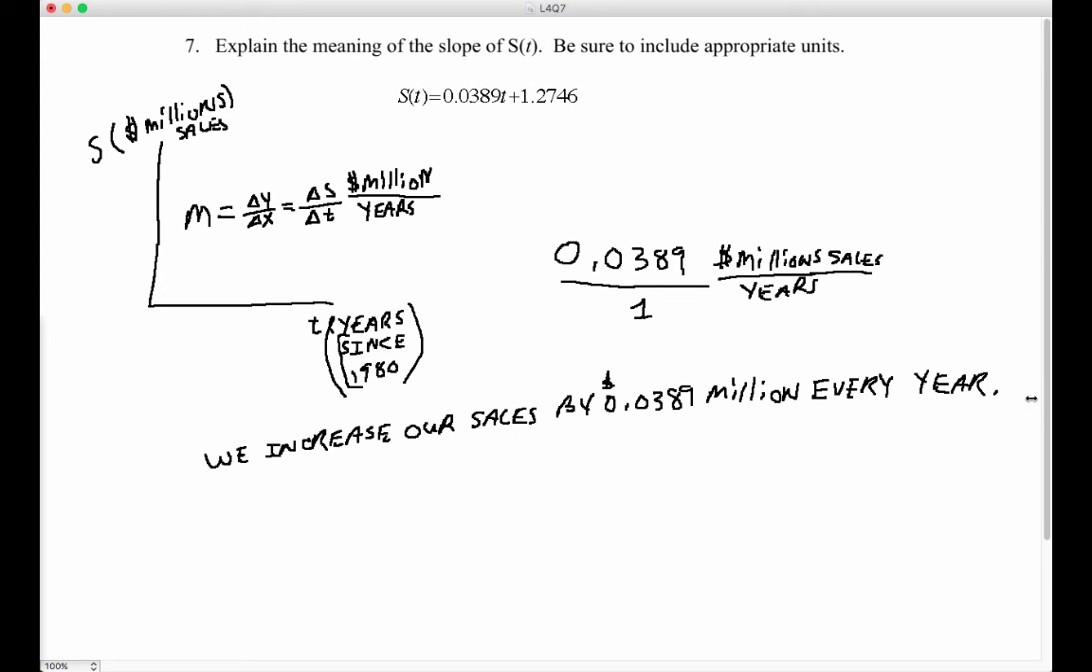Okay, well, hopefully that makes sense. That's one of the most important things when you're doing regression analysis: making sure you understand what this number right here, the slope, represents in practicality.